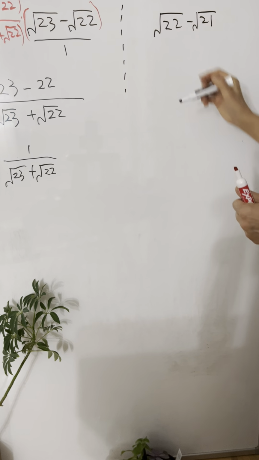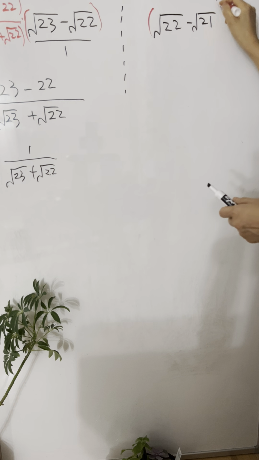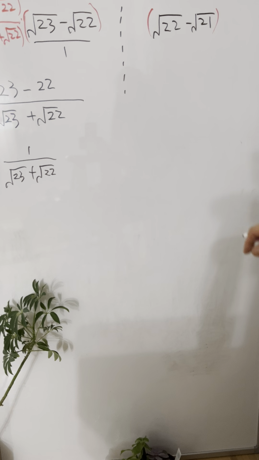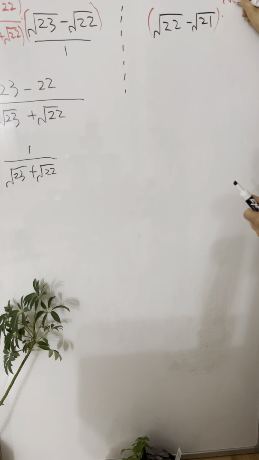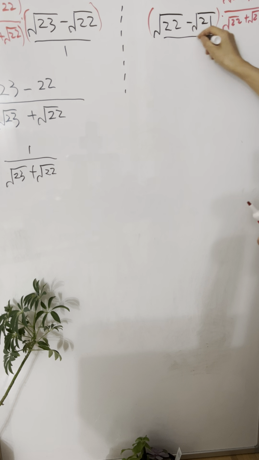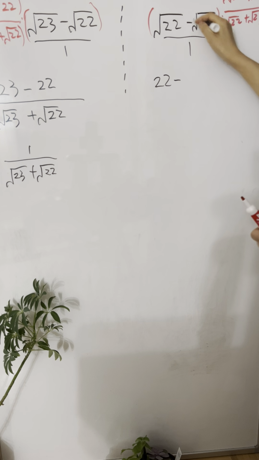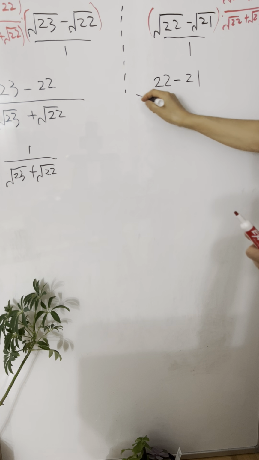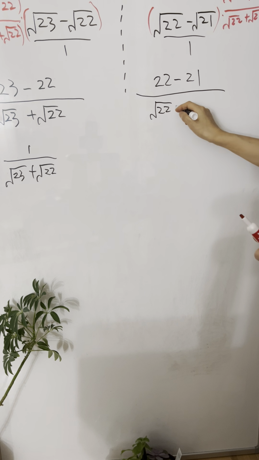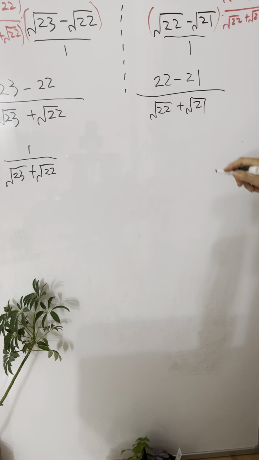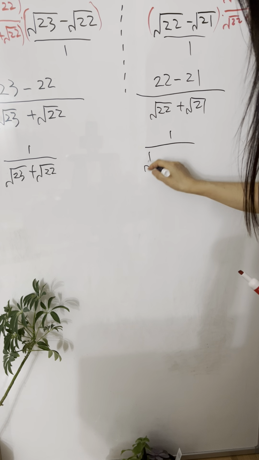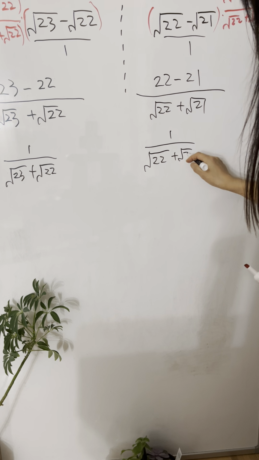Well, let's do the same for this side. Right? We want to multiply by 1 again, but this one is different from the first one. This one would be square root of 22 plus square root of 21 divided by itself. When we do that, difference of two squares, the numerator, we get the first one squared, which is 22, minus the second one squared, which is 21. We also get 1. The denominator is square root of 22 plus square root of 21.